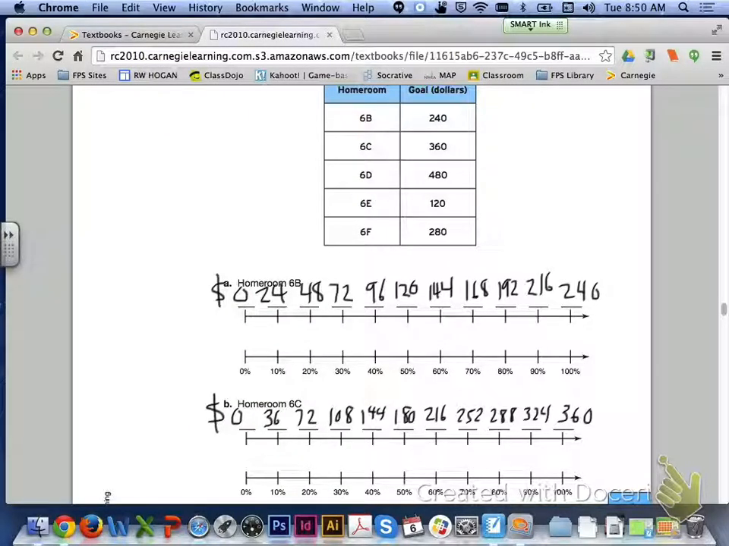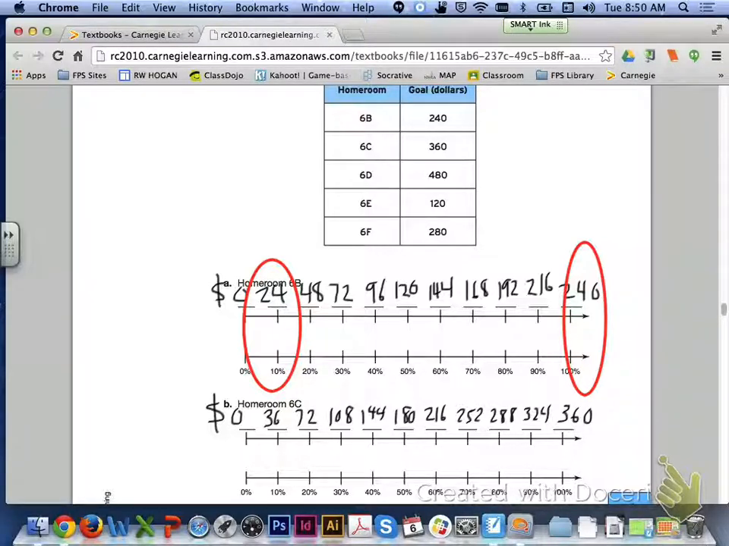Let's take a look at the double number lines that you had to create. If you look first at letter A, this was the initial information that you were given from the table. The goal for homeroom 6B was $240. Now if I look over on this side of the double number line, 10% is going to be $24. So I should be able to see that each of those intervals are going to be going up by $24 for this double number line.